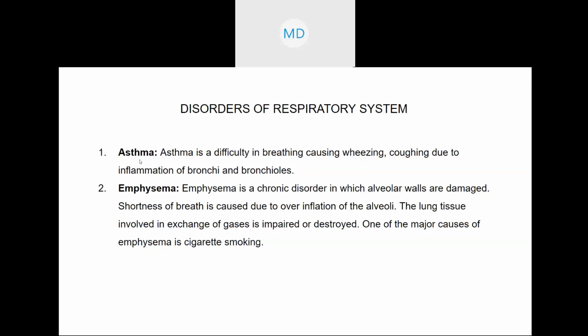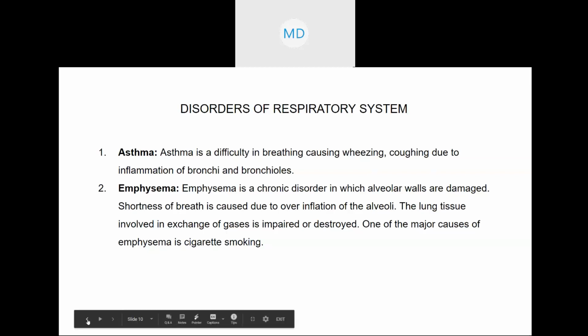So first is asthma. Those who know it will know that this disease mainly causes difficulty in breathing. People who have asthma cough often and find it difficult to breathe, and they have to take a pump to help with their breathing, right? This is caused by inflammation in the bronchi and bronchioles. What are bronchi and bronchioles?